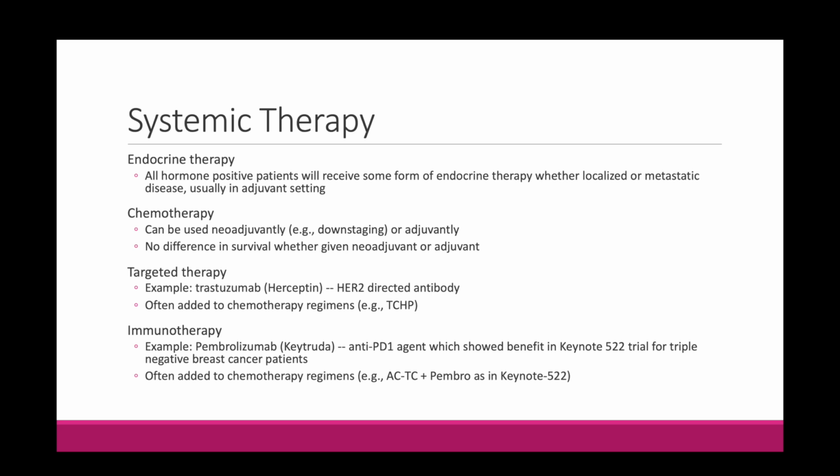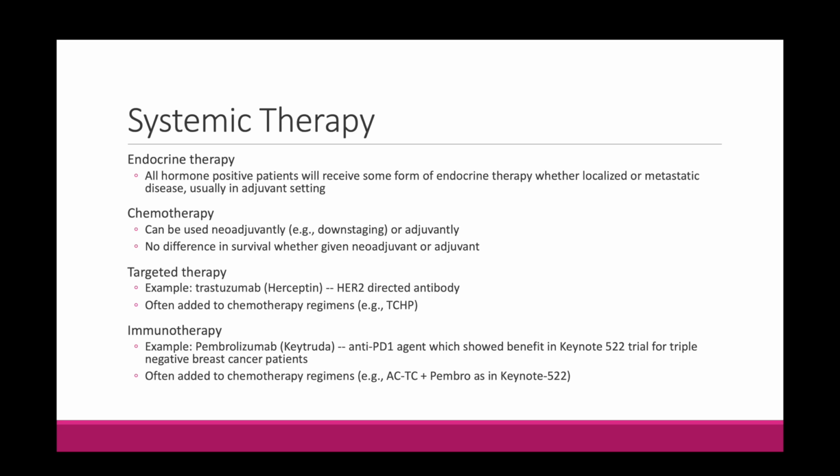So we talked about radiation as an adjuvant treatment to reduce the risk of the breast cancer coming back locally. So radiation, remember, offers a local control benefit. And now let's talk about systemic therapy. And this is where it gets really complicated because the systemic therapy depends on the molecular subtype of cancer that the patient has. There's a few different types of systemic therapy.